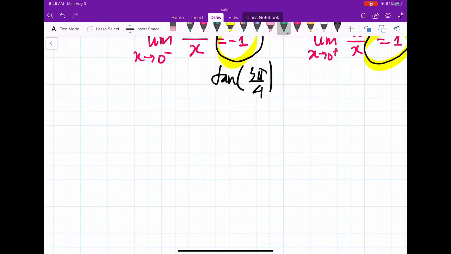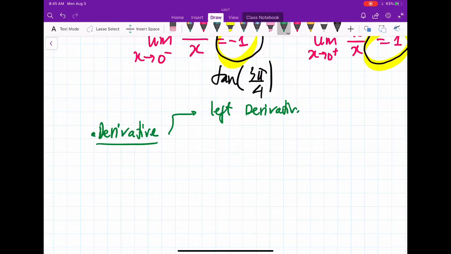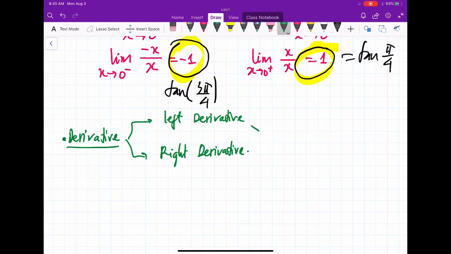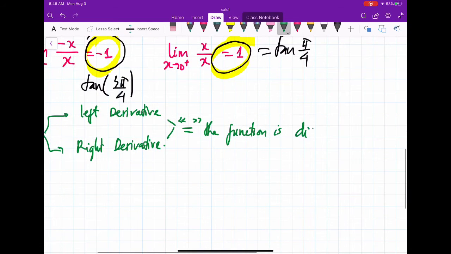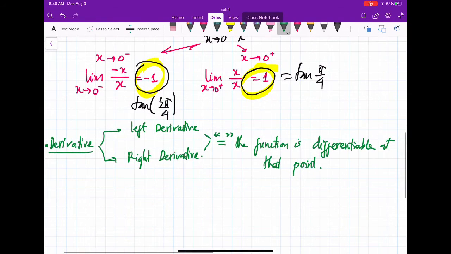Let's make some summary here. Derivative: we have the left derivative, we have the right derivative. If the left and the right derivative are equal, then the derivative exists, then the function is differentiable at that point. Otherwise, the function is not differentiable at that point.